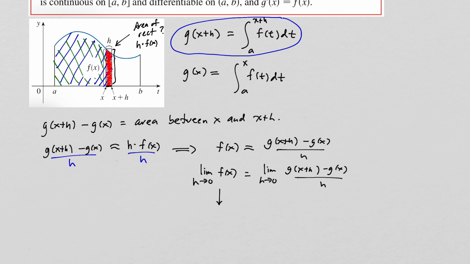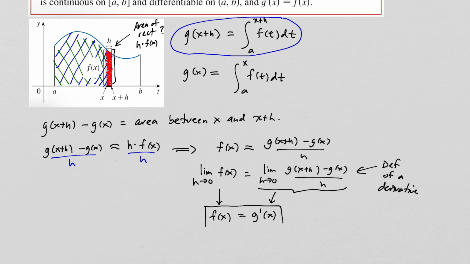Now on this side, the limit of f of x as h goes to 0 is f of x, and this is because there are no h's in here, so this is essentially a constant. But on the other side, I want you to remember, this is the definition of a derivative, right? The limit as h goes to 0 of g of x plus h minus g of x all divided by h is actually g prime of x.